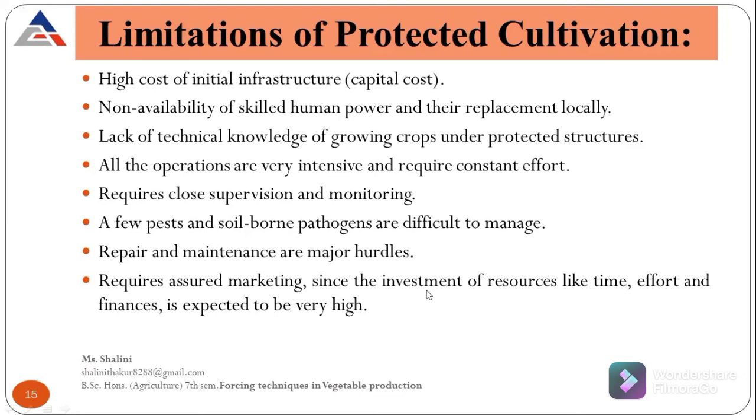Next, all the operations are very intensive and require constant effort. Of course, you need continuous supervision for this. For protective cultivation, you need proper supervision. Because if you are using micro irrigation systems which are computerized or automated, you also need a technical person.